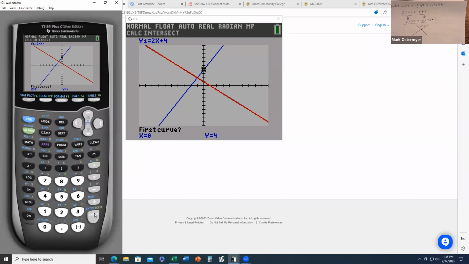Your cursor will be sitting on one of your lines. We'll call that the first curve. Hit enter. The cursor bounces to the other line. That'll be the second curve. Hit enter again. And the solution to that equation must be x equal to negative 1.